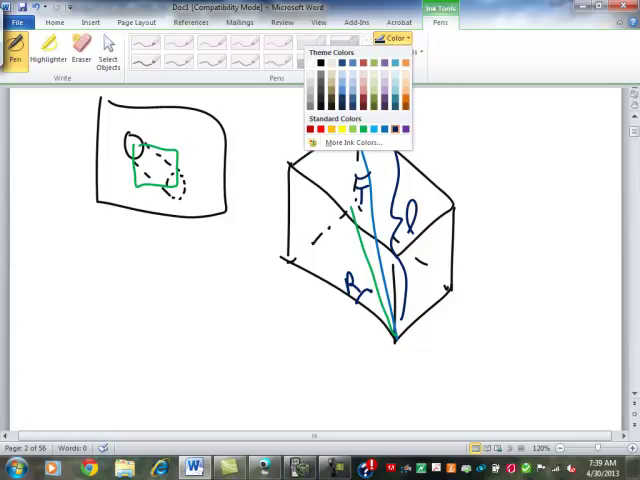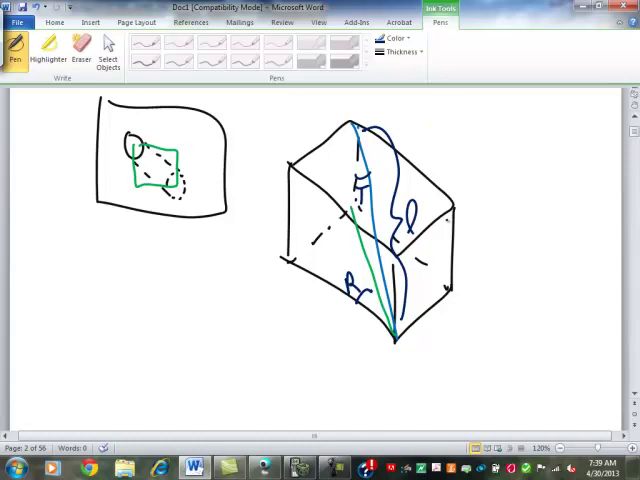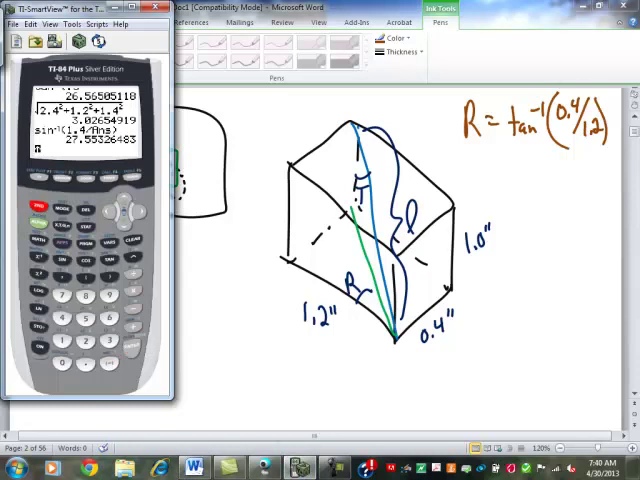And let's say I give you dimensions. Let's say that this is 1 inch thick, 1.2 inches here, and 0.4 inches here. R is going to be what? It's inverse tangent of 0.4 over 1.2. Good. Giving us 18.43 degrees.